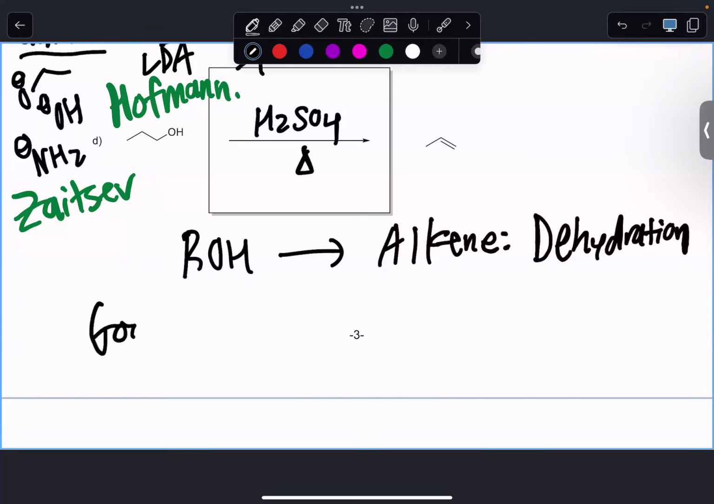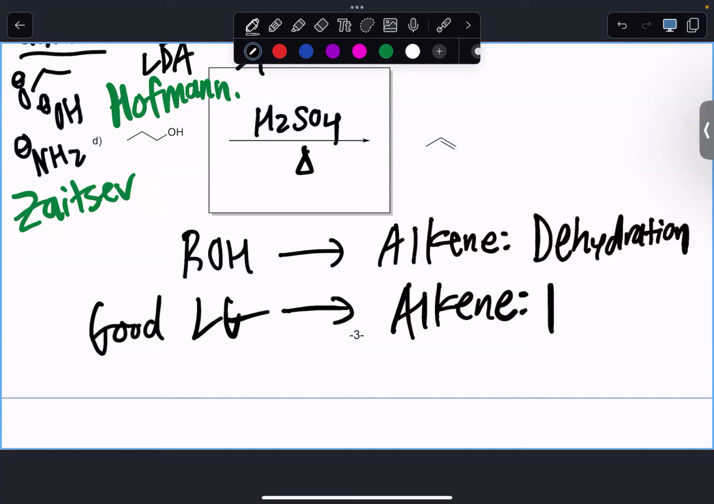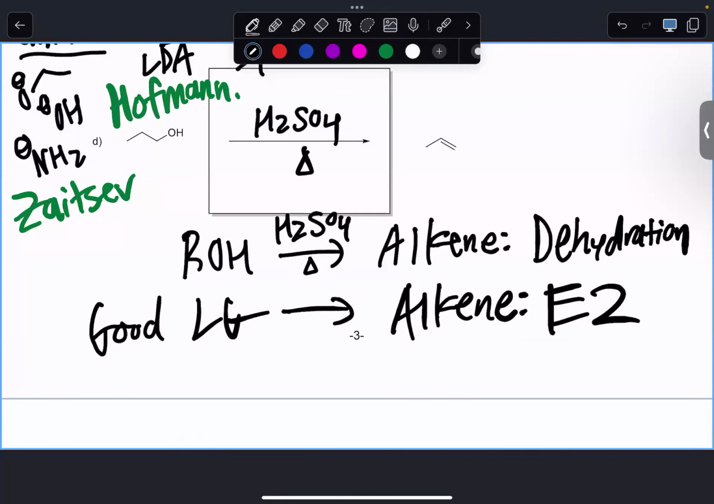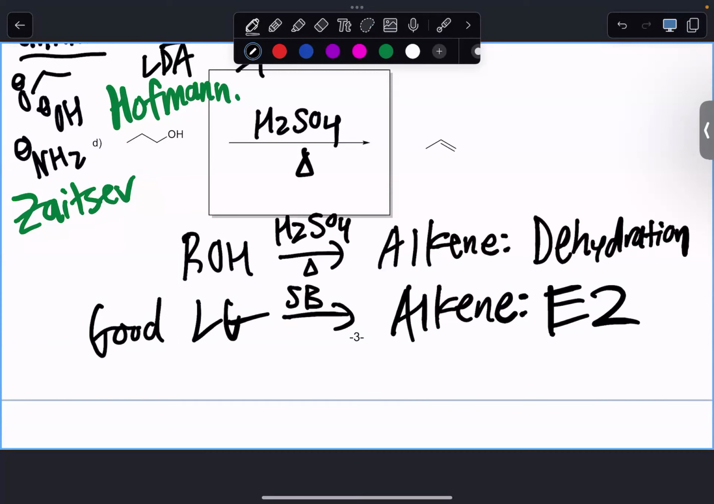Good leaving group to an alkene, E2. The reagent for dehydration, strong acid and heat. The reagent for E2, strong base. So they're opposite from each other. So let's say strong base. And that strong base could be hindered or unhindered. Right.